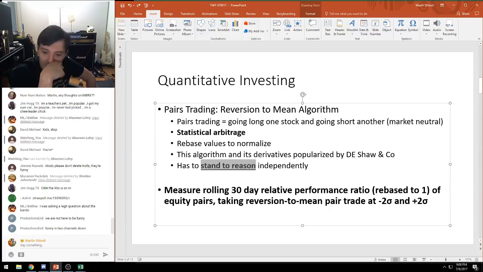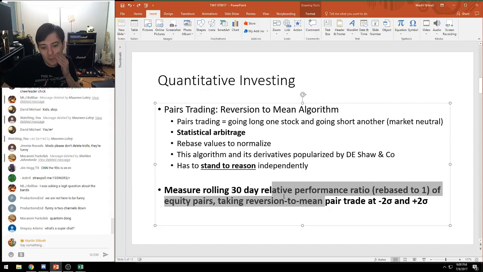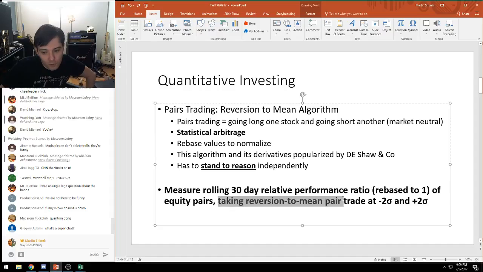And it was popularized, I think, by D.E. Shaw. Again, companies like these, Renaissance, D.E. Shaw, Two Sigma, etc., control their algorithmic trading secrets very carefully. But I know this is a pairs trading phenomenon for equities that D.E. Shaw does quite a bit of. So what I did is I took the rolling 30-day rebased relative performance, and with that I tried to take a reversion to mean pair trade at -2 and +2 sigma.